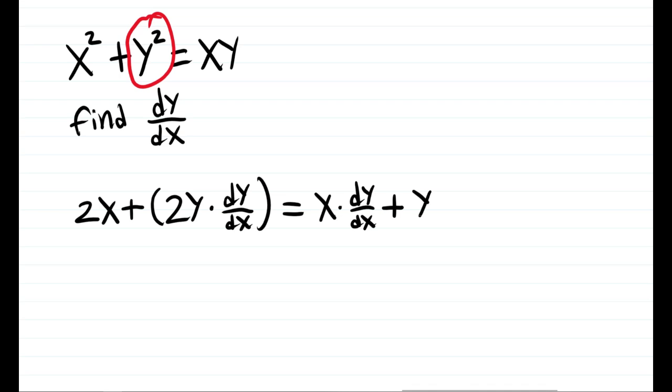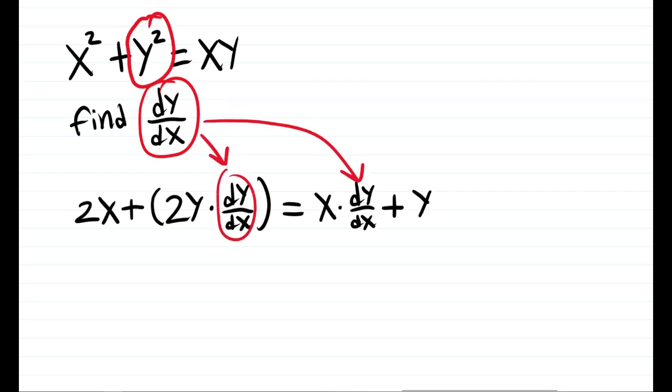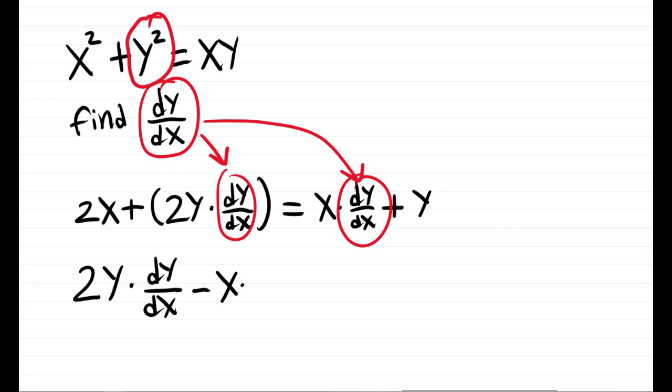So now let's take a look at the problem. We're trying to find dy/dx, and we see that expression twice inside our equation. So let's try to isolate those terms. We can write 2y times dy over dx minus x times dy over dx is equal to y minus 2x.